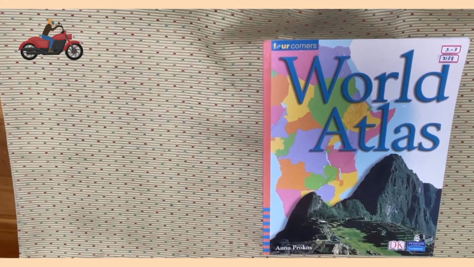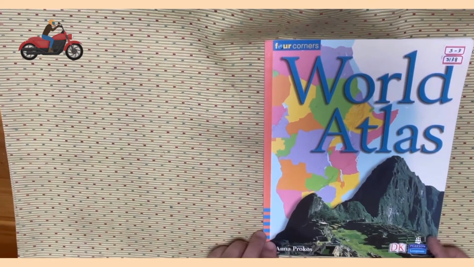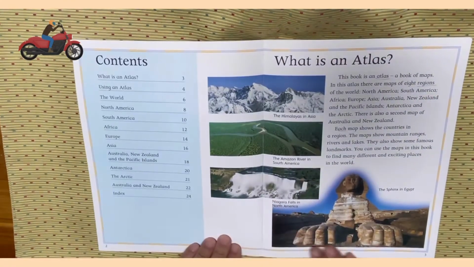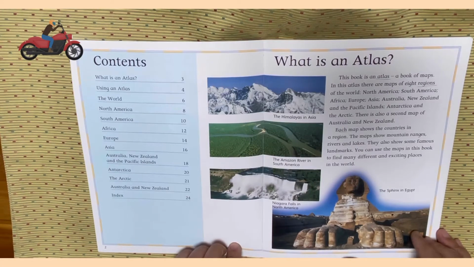Today I am going to read World Atlas by Anna Prokost. What is an atlas? This book is an atlas, a book of maps.